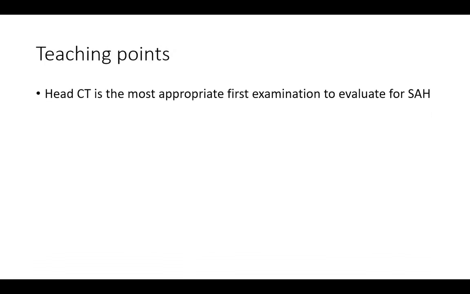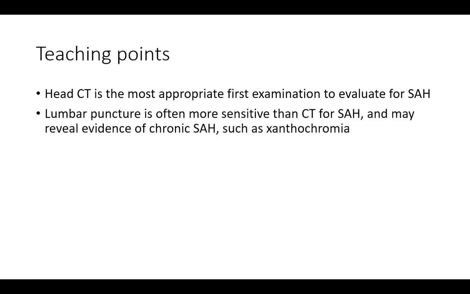The head CT is the most appropriate first examination to evaluate for subarachnoid hemorrhage. We can do a lumbar puncture, which is more sensitive than CT for detection of subarachnoid hemorrhage. It may reveal evidence of chronic subarachnoid hemorrhage seen as xanthochromia.